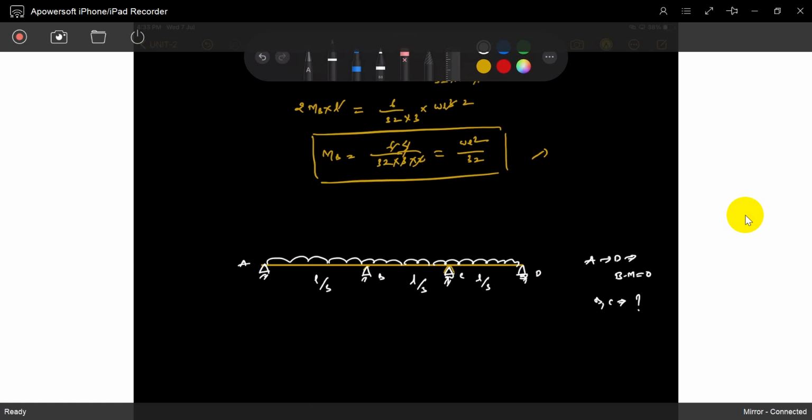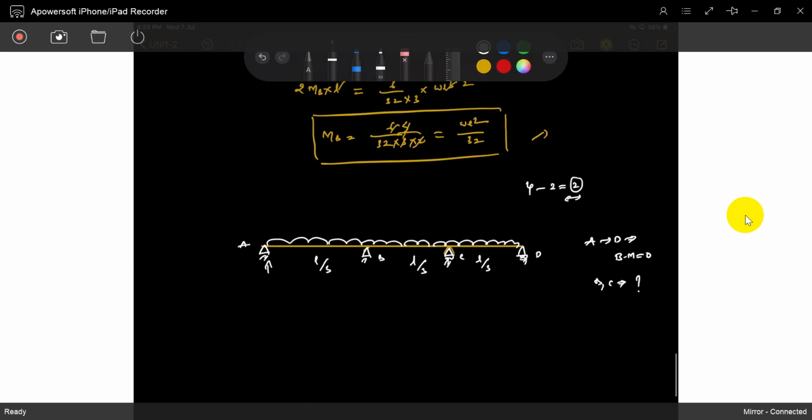Indirectly you can't solve it, because there are exactly four external reactions and you have only two equations. Two is the external indeterminacy, excluding horizontal. How can you find those two? You can't solve it. But with Clapeyron's theorem you can solve it.